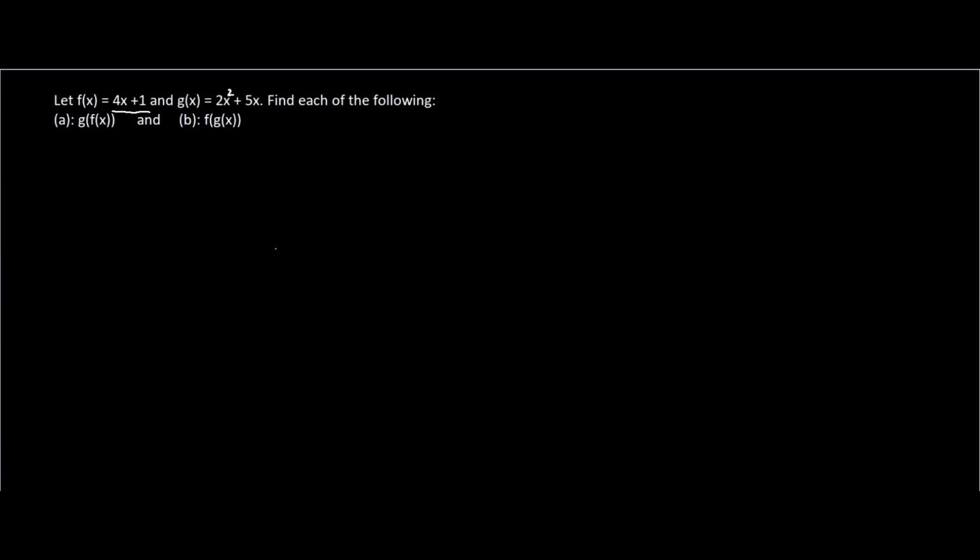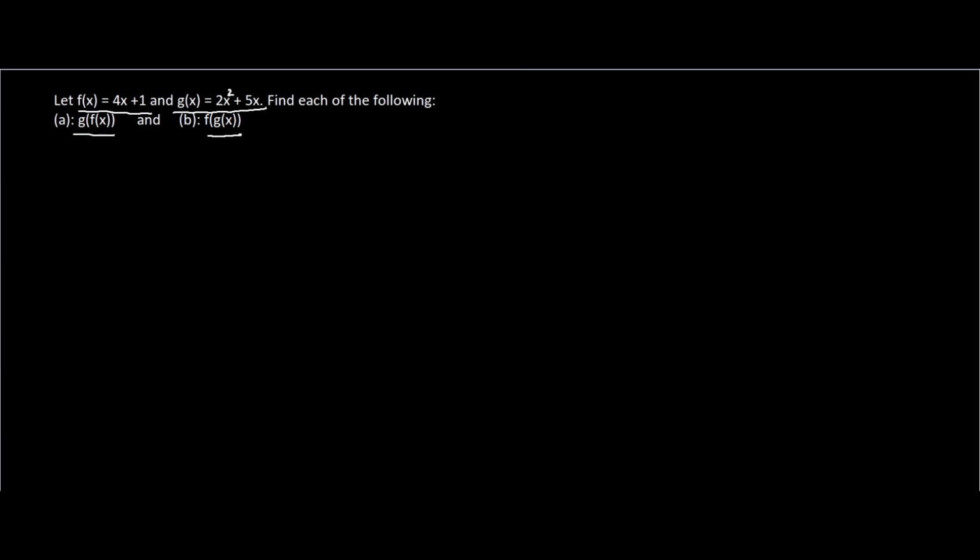So this is the question over here. I have given two functions. The first one is f of x equals 4x plus 1, and the second one is g of x equals 2x squared plus 5x. And what do I do? It says to find g of f of x and f of g of x.